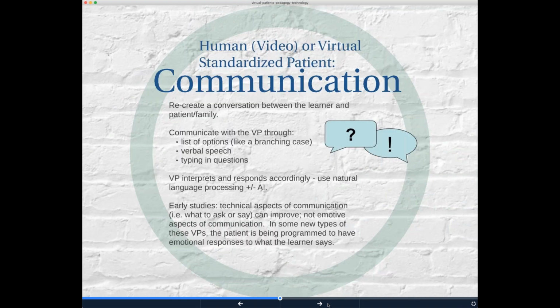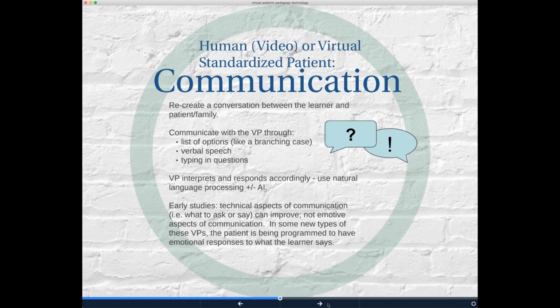The next type of virtual patient is what Kononowicz and his colleagues call a human standardized patient. In the case of a virtual patient, it's a videotaped human standardized patient, or a virtual standardized patient. And either way, the pedagogical goal of these scenarios is communication, where the goal is to recreate what would be a natural conversation between the learner and the actors in the simulation, whether that's a patient or their family or colleagues.